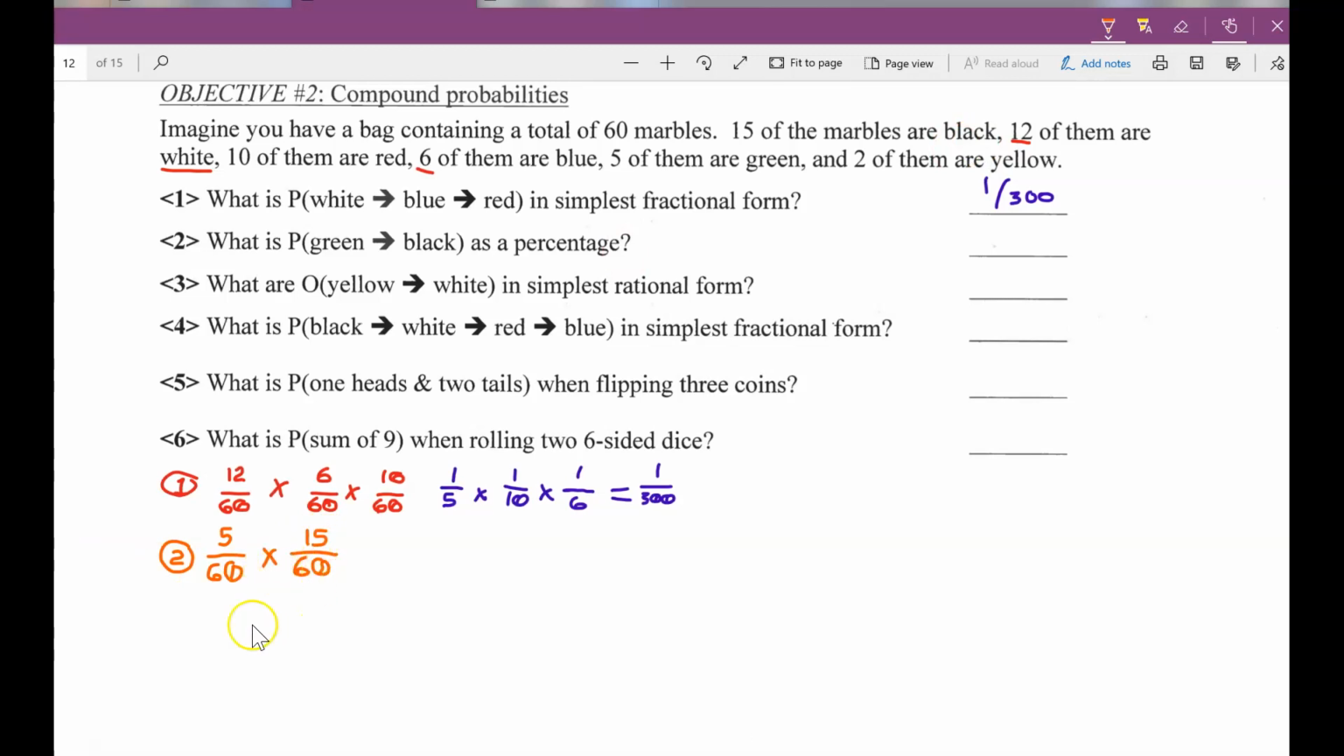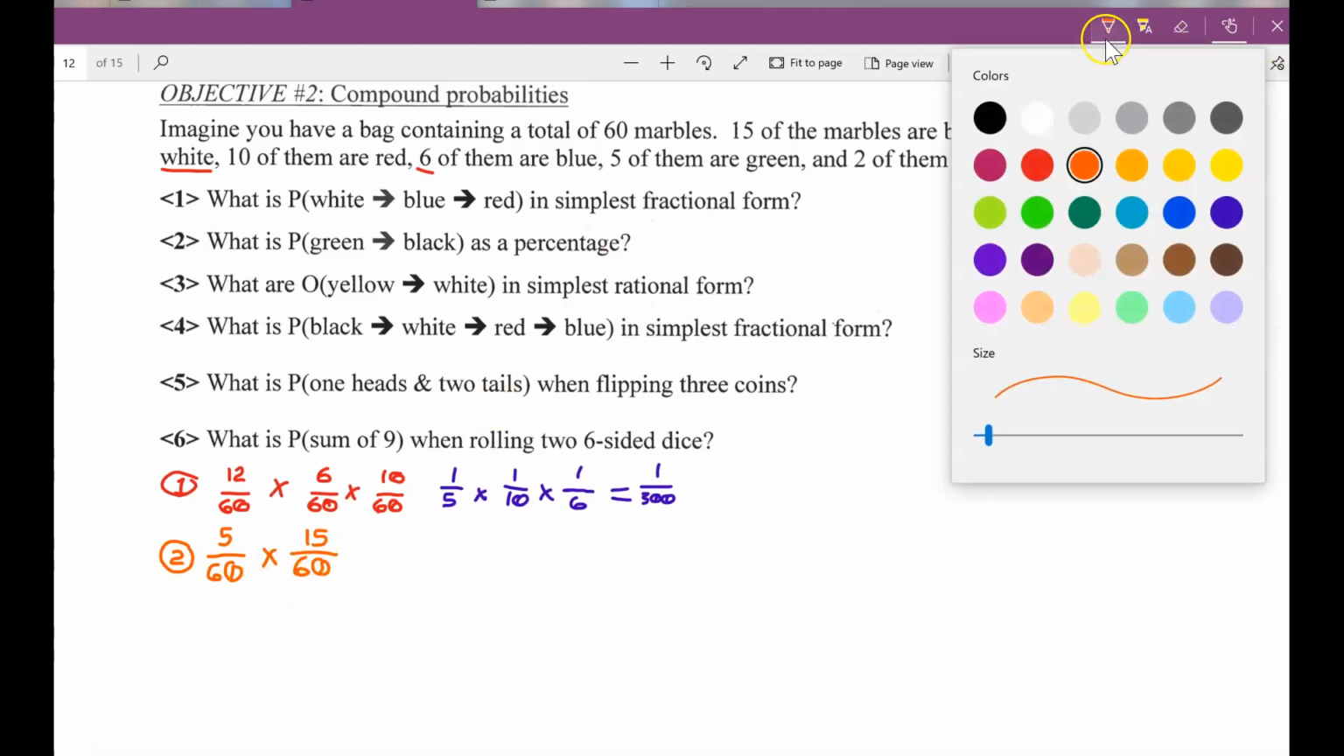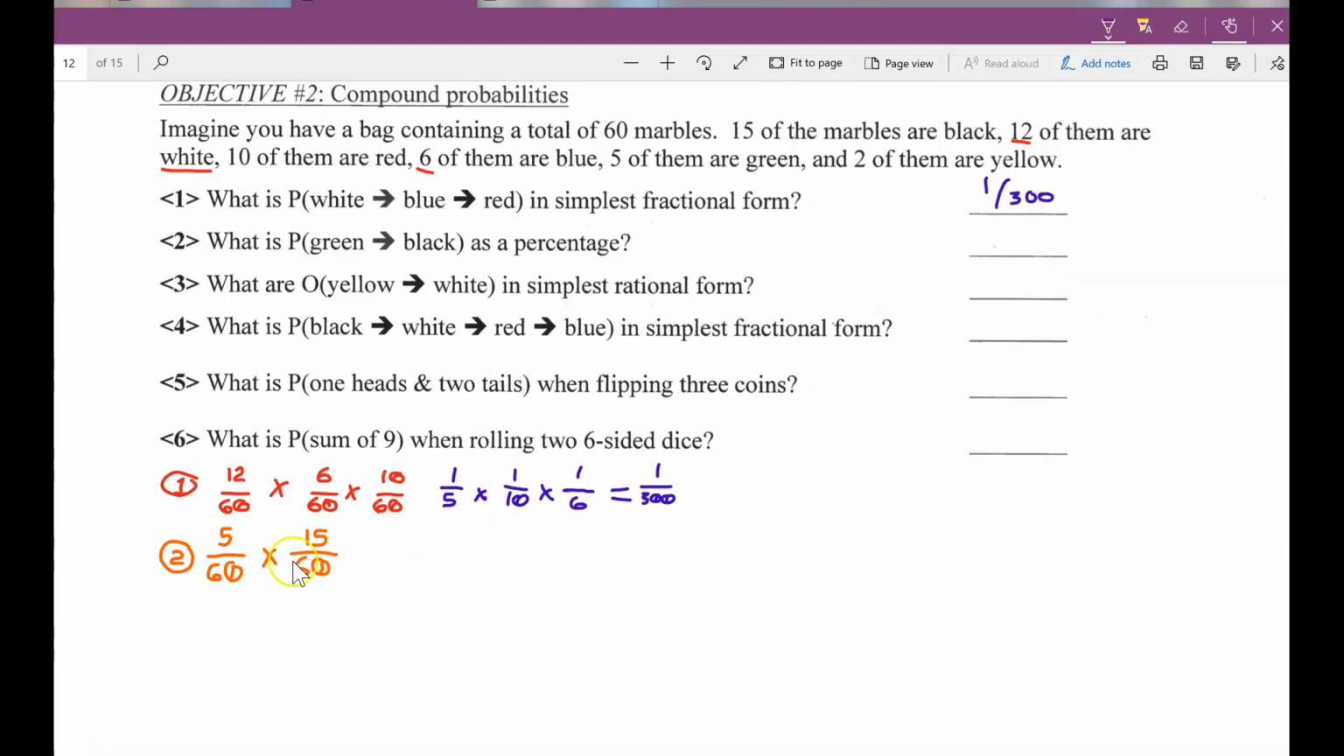Already wrote my multiplication symbol, but wait, we got to check if these can be simplified. 5 out of 60, can that be simplified? Yes, those are both divisible by 5. 5 divided by 5 is 1. 60 divided by 5 is 12. What's 15 divided by 60? That simplifies down to 1/4.